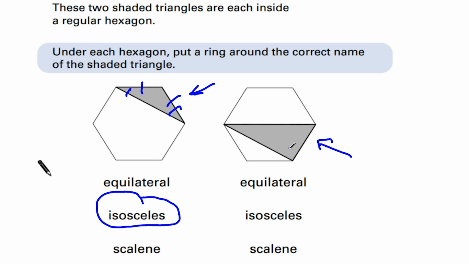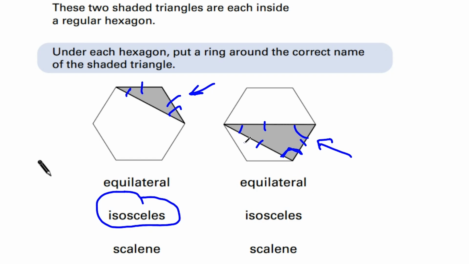This triangle, however, I'm looking at it now, it doesn't appear to have any angles that are the same. They all appear to be different. Okay, and also the sides appear to be different lengths, so it's definitely not isosceles.